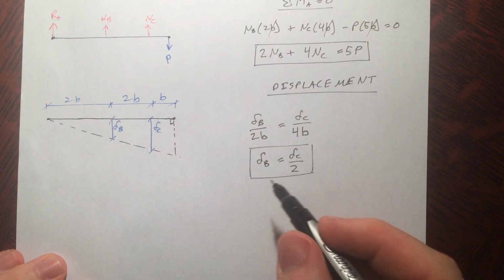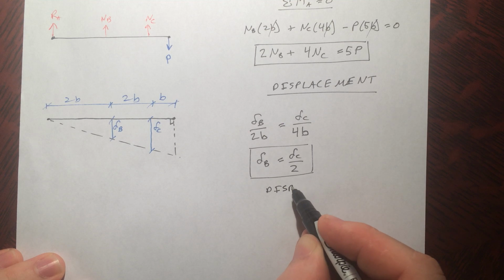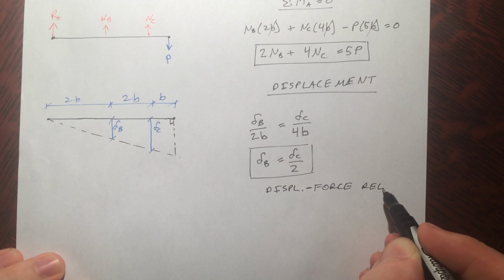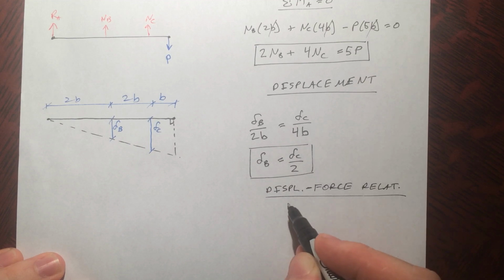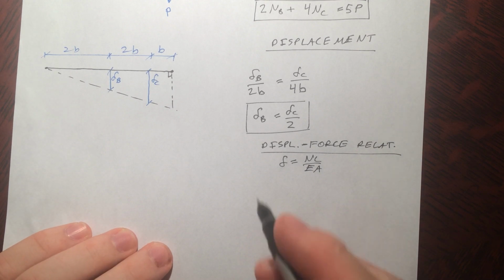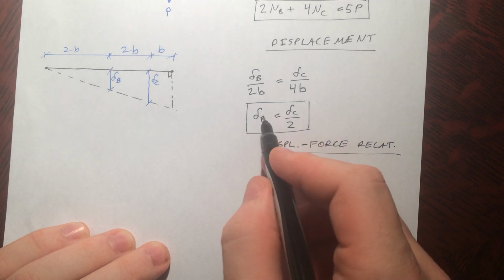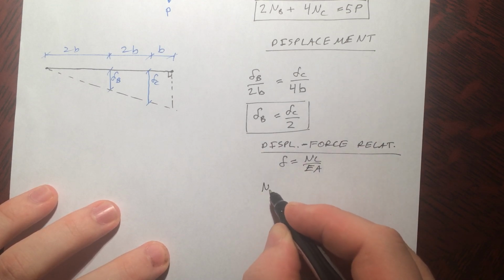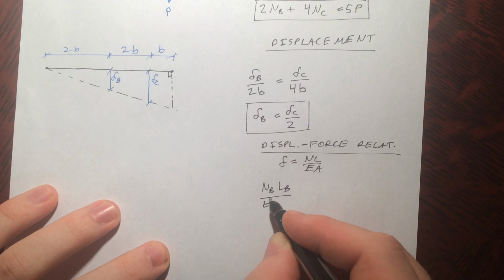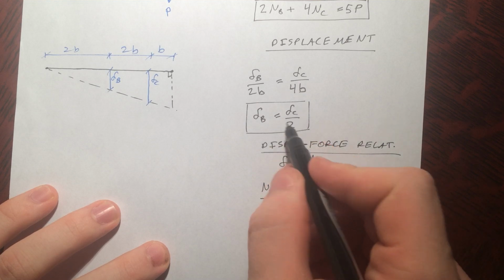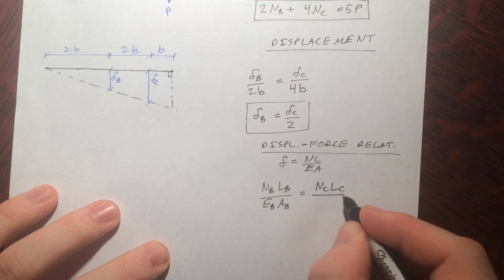And now we're going to move into the displacement force relationship. That's what I like to call it. That's basically using this equation and plugging that back into here. I'm going to do that straight away. And delta B, the displacement of B, is due to the properties of B. So it's just going to be NB LB over EB AB is equal to, same thing here, but now it's divided by 2.